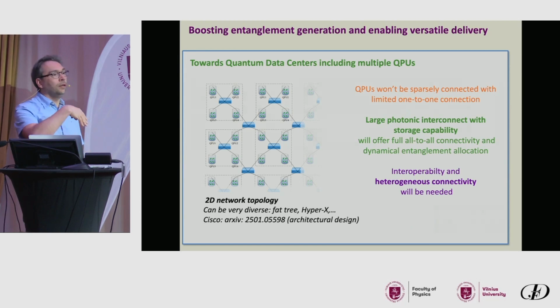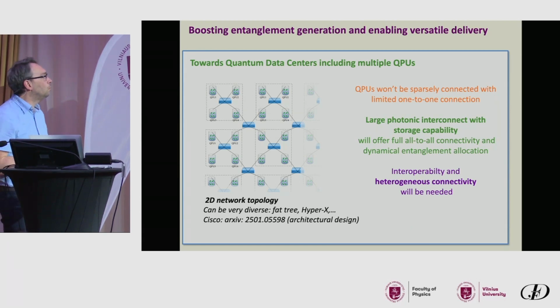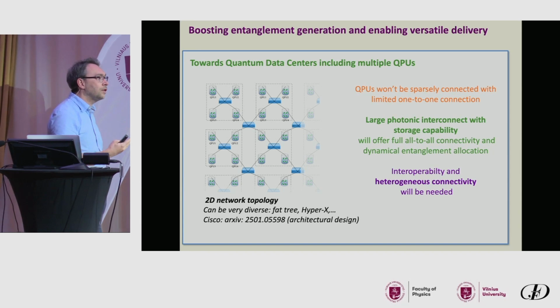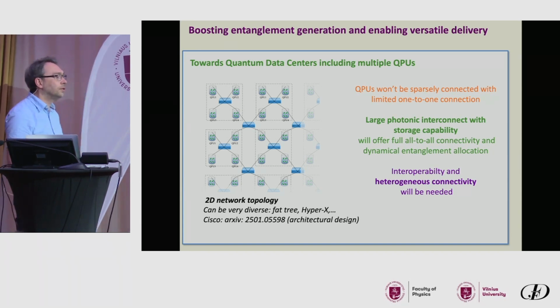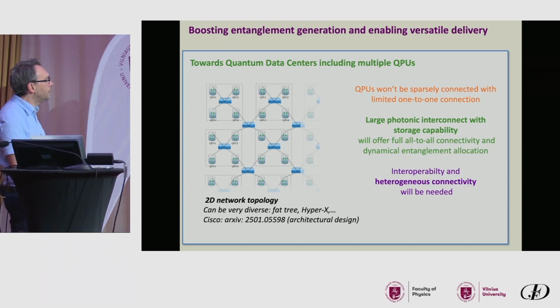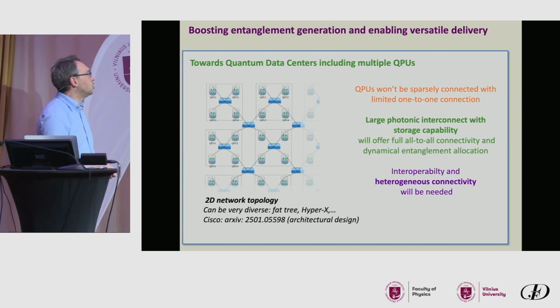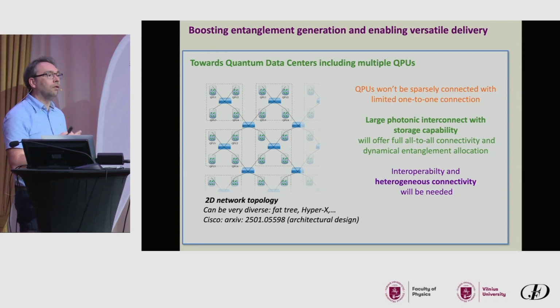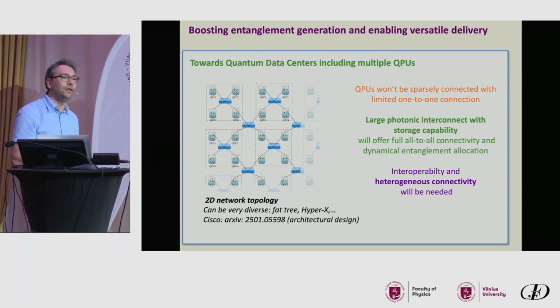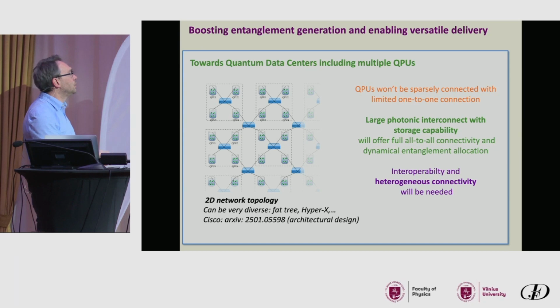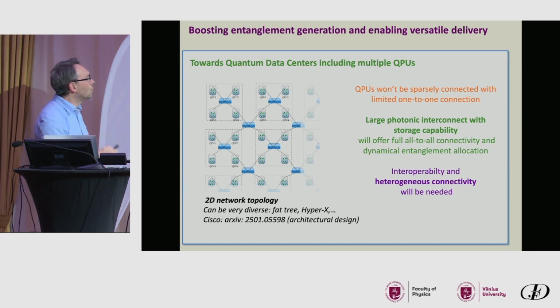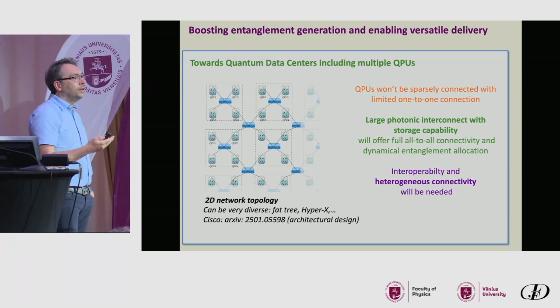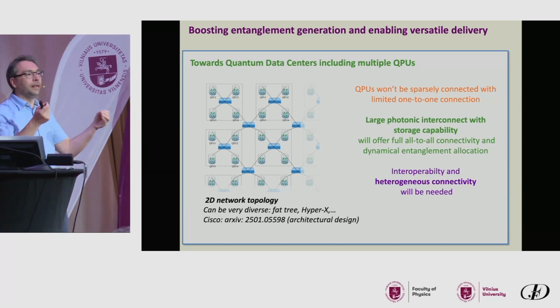Then if you think in the midterm of a more complex 2D network, as we have in classical data centers. This is a paper by Cisco, for instance, by Quantum Cisco, which is an architectural design. So there are very diverse ways of doing a network topology. This is very well known in classical, so Fat-Tree, HyperX, and so on.